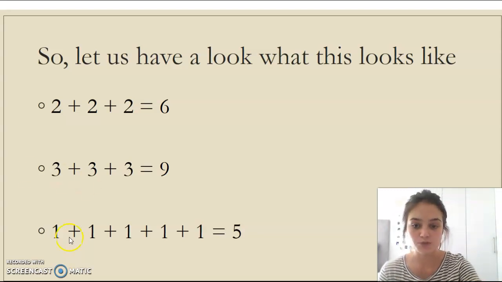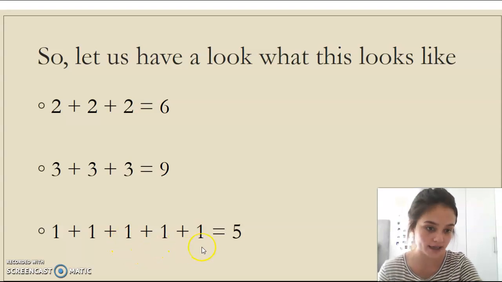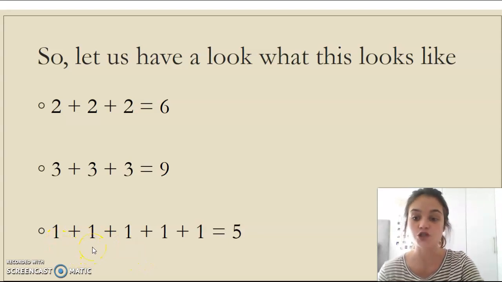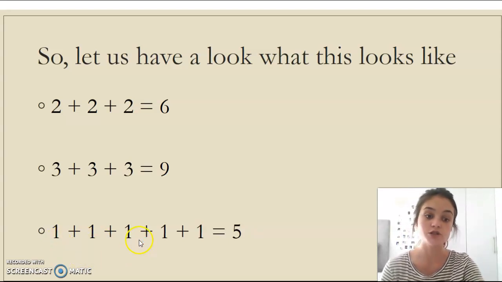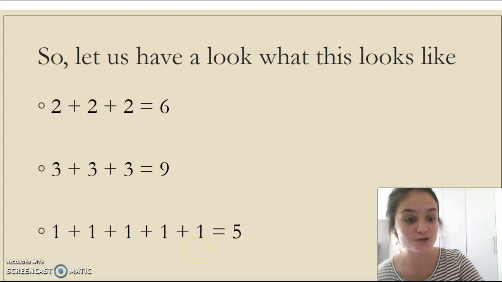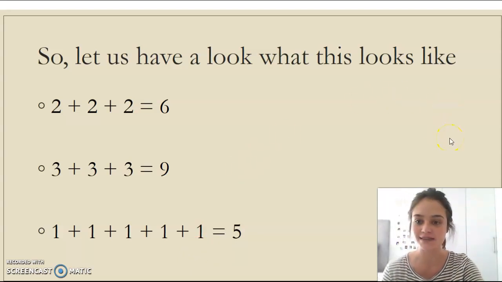And if we look at the bottom here, my many ones, I have 1 plus 1 plus 1 plus 1 plus 1. That's quite a mouthful. Let's see. I have 1 plus 1, which is 2, plus 1, which is 3, plus 1, which is 4, plus 1, which is 5. So you guys are good. Well done. That was quite a mouthful though, all those ones.